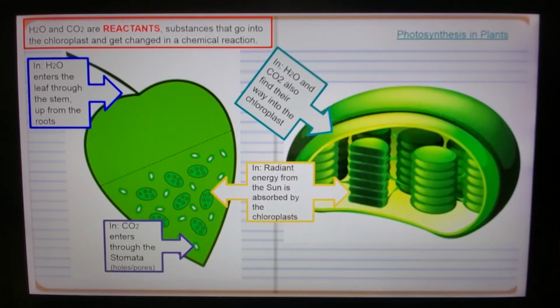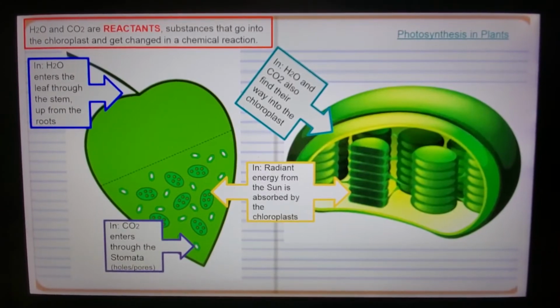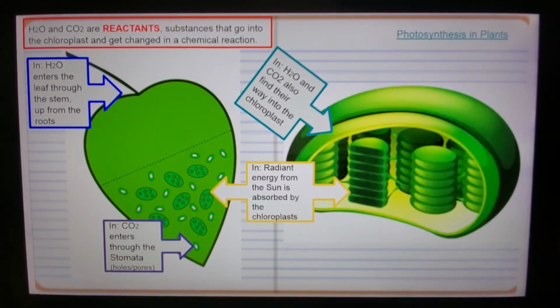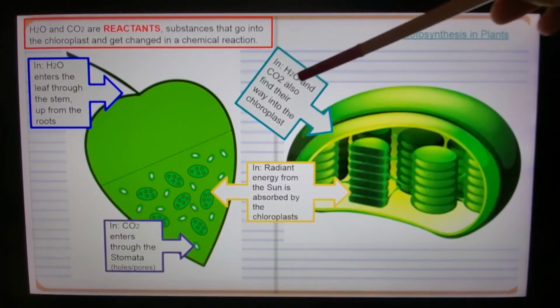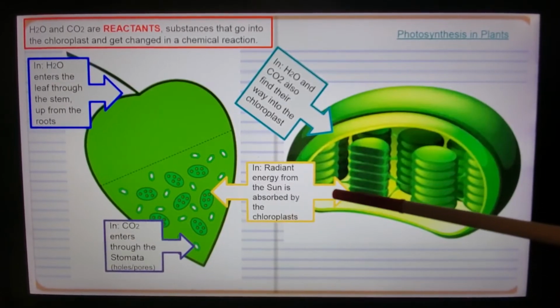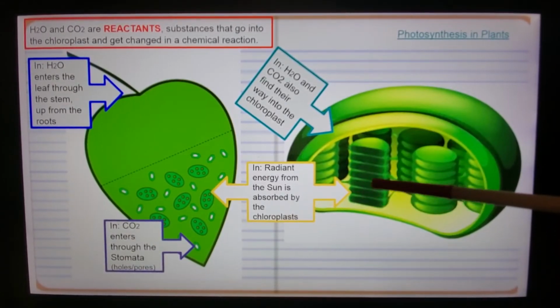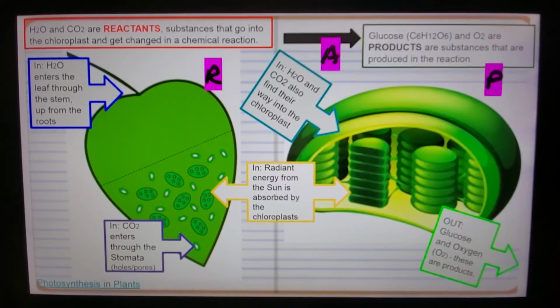But we're also that water that we talked about coming into the stem and the carbon dioxide coming into the stomata. This is where it's all going to end up. We're going to have water and carbon dioxide find their way into the chloroplast along with the sunlight to produce the product which we call glucose.